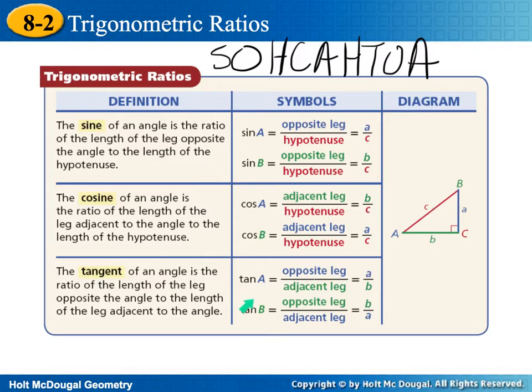And then tangent. Tangent is opposite over adjacent. That's the TOA in SOHCAHTOA. Opposite over adjacent. Tangent, opposite, adjacent. So for the tangent from A, the opposite to A is the blue, and the adjacent to A is the green. Tangent of B is opposite over adjacent, so green over blue.